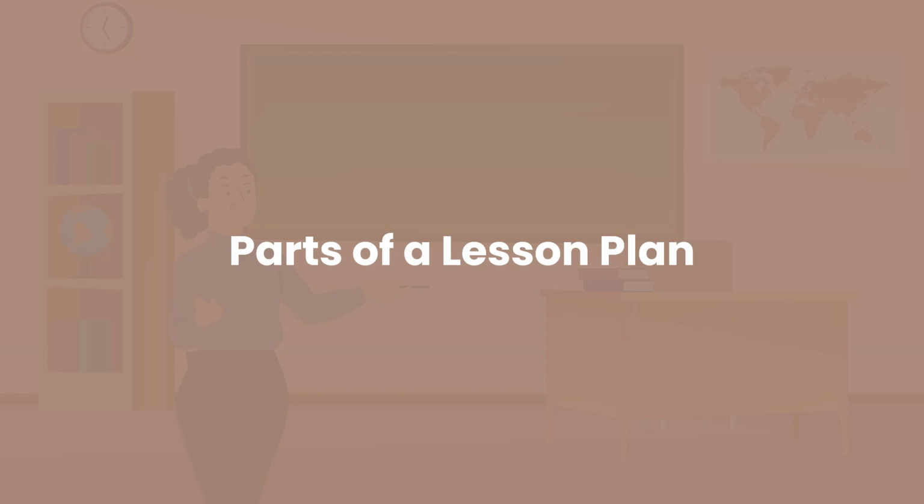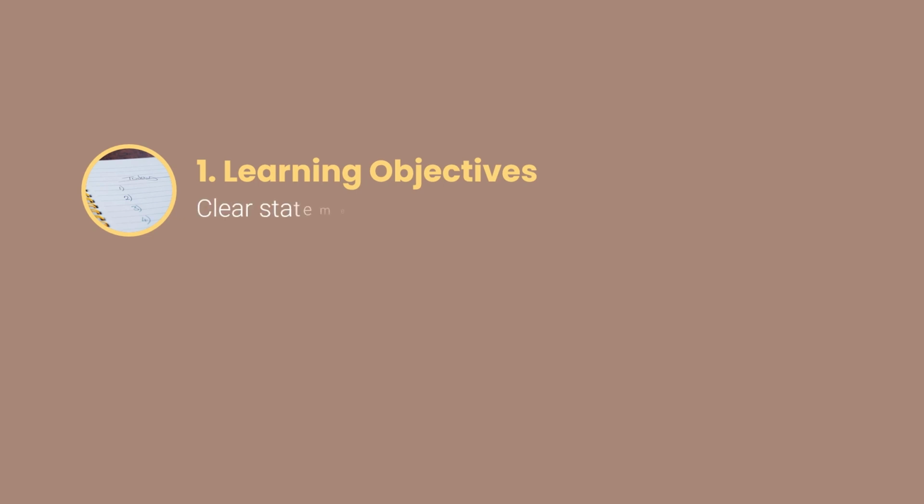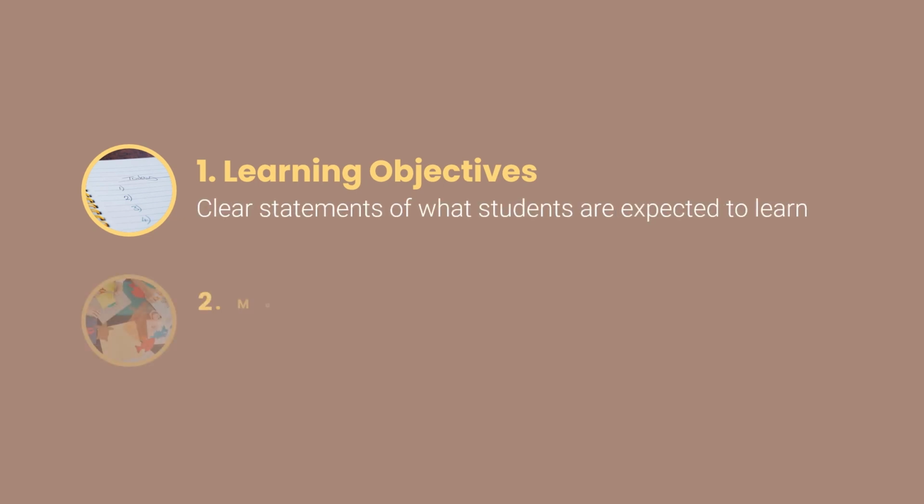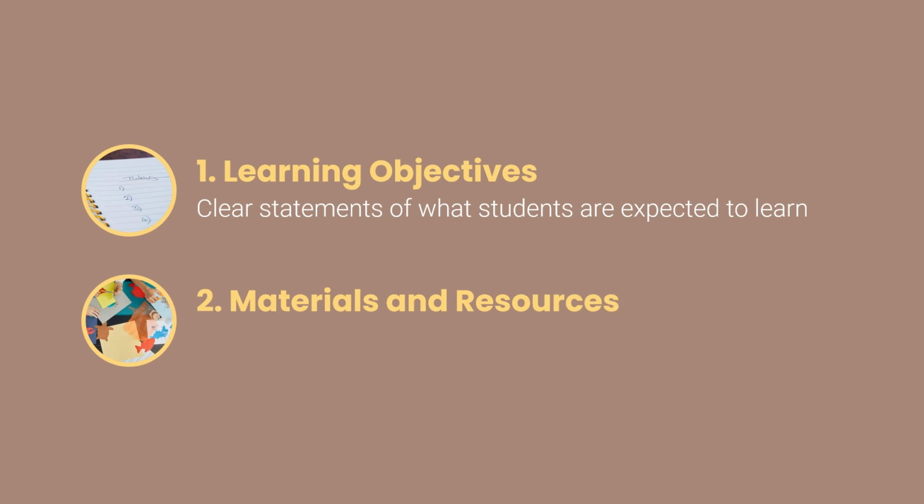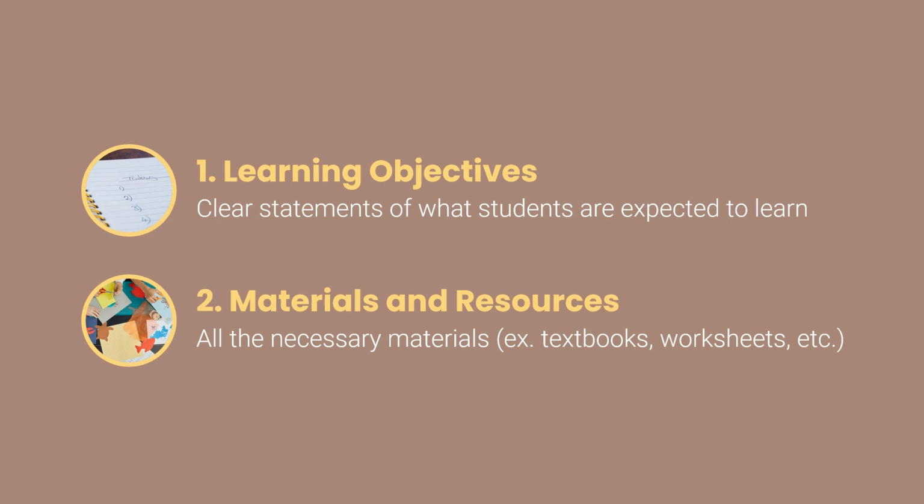While the specific format may vary, most lesson plans have 5 parts. First, learning objectives. These are clear statements of what students are expected to learn. Second, materials and resources. This section lists all the necessary materials, such as textbooks, worksheets, and technology.